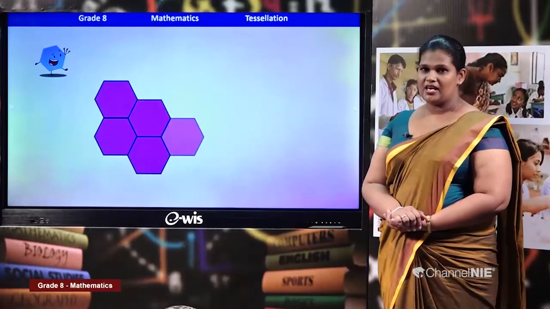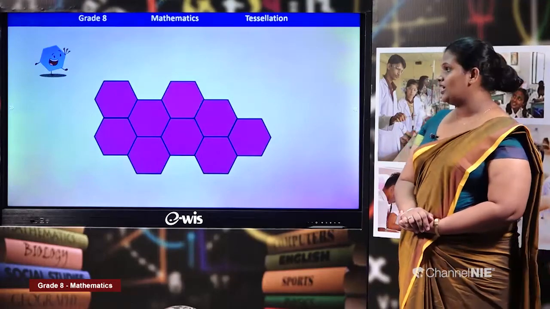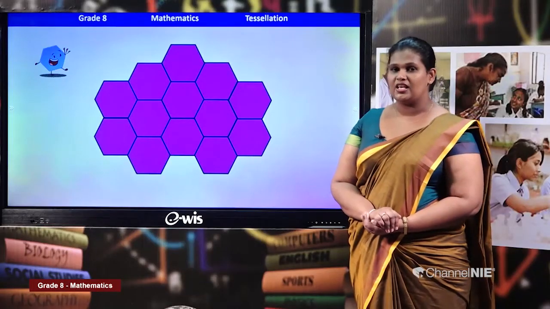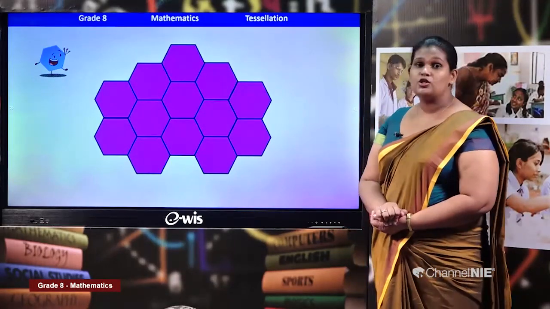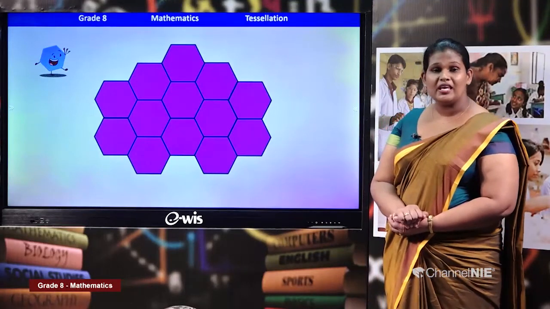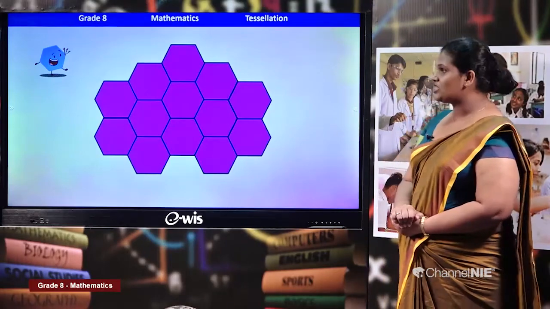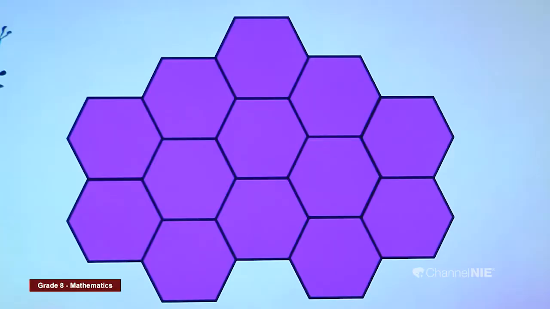Now here I have used regular hexagons. That means all 6 sides are equal in length in these hexagons. Now what can you see? We have created a beautiful tessellation using regular hexagons. Therefore, we can say that using regular hexagons, we can create a regular tessellation. Therefore, this is an example of regular tessellation.